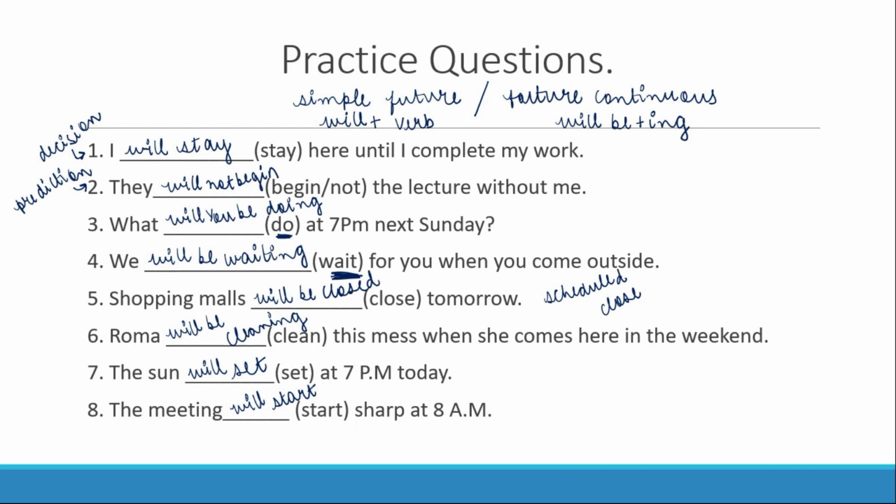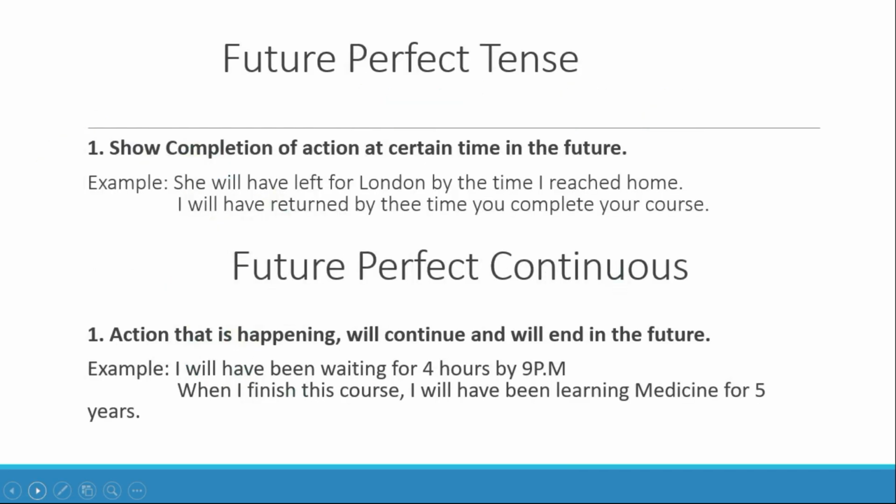Okay, now let's go to future perfect tense. Future perfect tense is used when you want to show that an action will be completed at a certain time in the future. So that is when you use future perfect tense. When you write a sentence with future perfect tense, you will write will have plus the past participle, like will have eaten or will have done this work, like that.